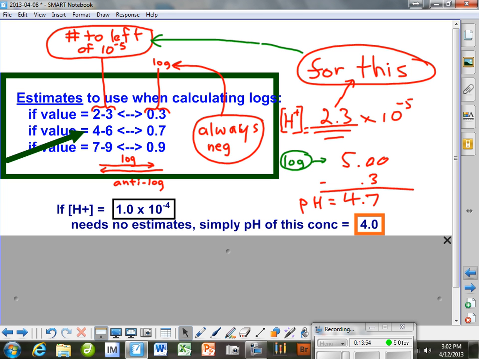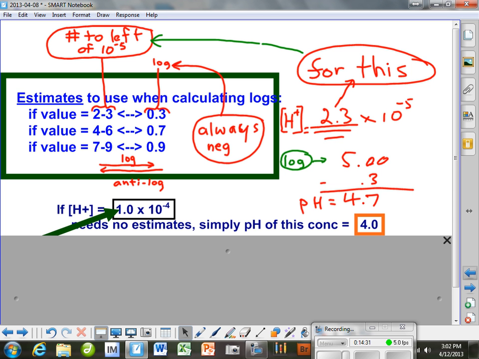And who can tell me why? Why doesn't it require an estimate? Go ahead. It's 0. Yeah, the log of 1 is 0. That's why. Log of 1 is 0, so nothing has to be subtracted when we turn this into a log. The 10 to the minus 4 becomes the log, and we change the sign so it becomes a plus 4. And when I subtract 0, it's still plus 4.